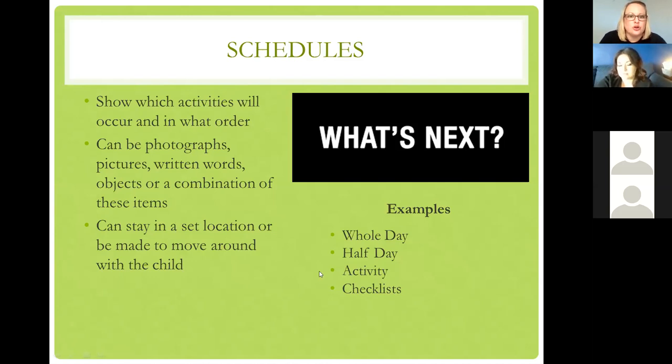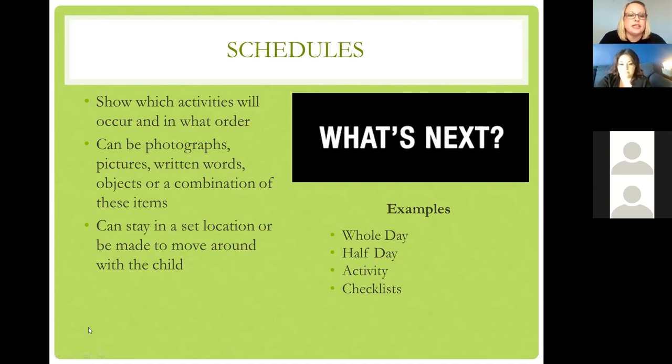So schedules show which activities will occur and in which order. It can be actual photographs, pictures, Google images, clip art, things like that, written words, objects. For some of those earliest learners, objects can represent different items or different activities, or it can be a combination of all of those things.